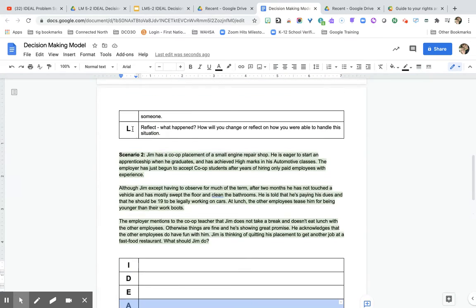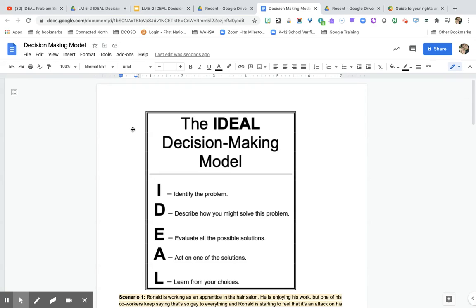So you're going to identify the problem, you're going to describe how you might solve it, you're going to evaluate the solutions, so come up with some ways to solve that problem, and then you're going to act. And obviously, you're not going to get to the point where you learn from the choices, because you're not actually going to act on them, because we're just looking at scenarios. But it will give you an idea of how to sort through a decision-making model.